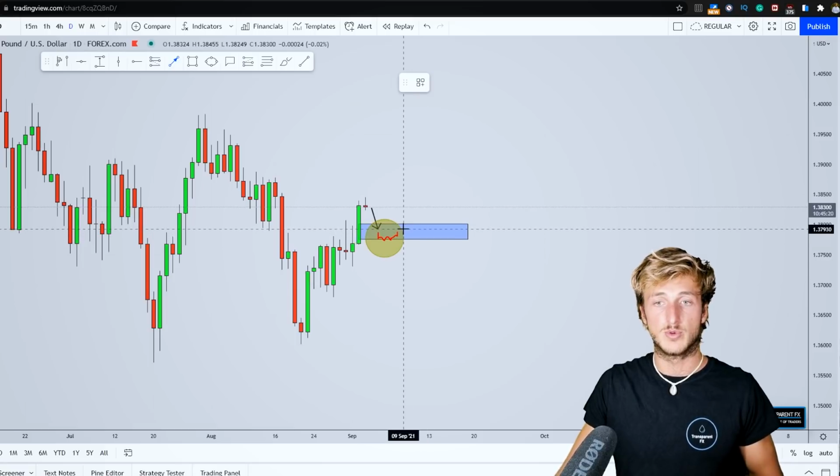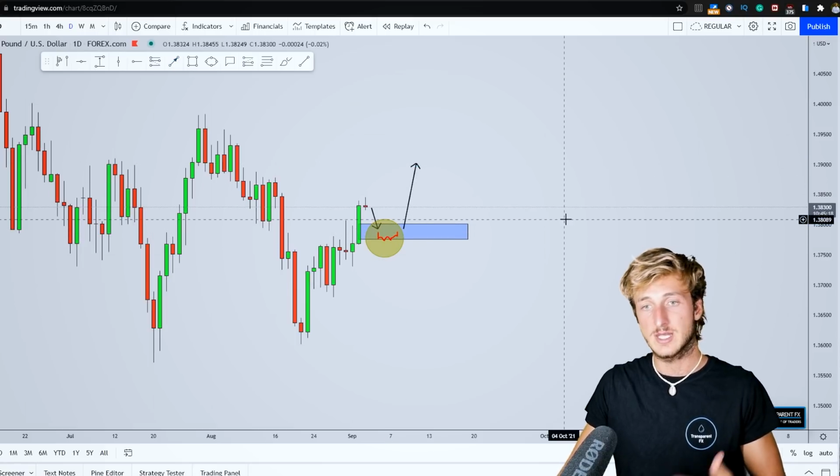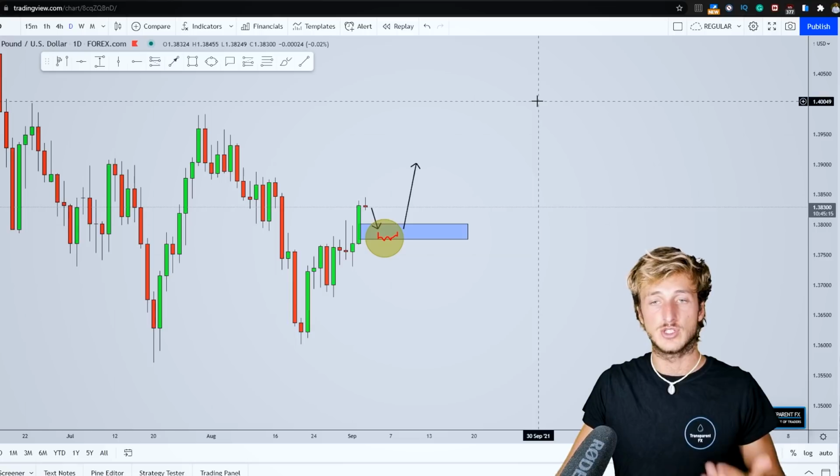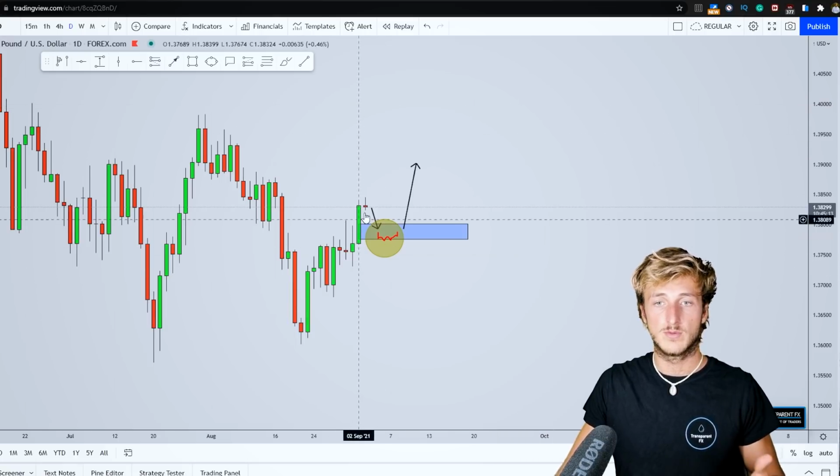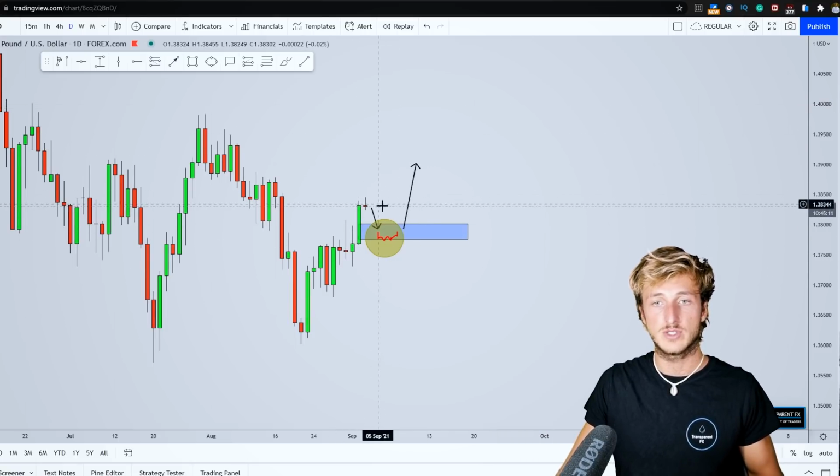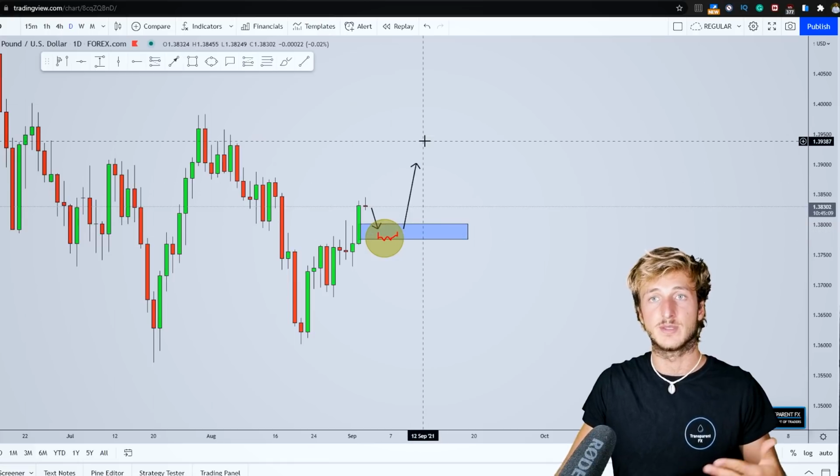And as soon as the market will provide to us one of our valid entries, at that point, we will be looking for this potential long with a good risk to reward for the continuation to the upside and the completion of this impulse correction and impulse pattern to the upside.